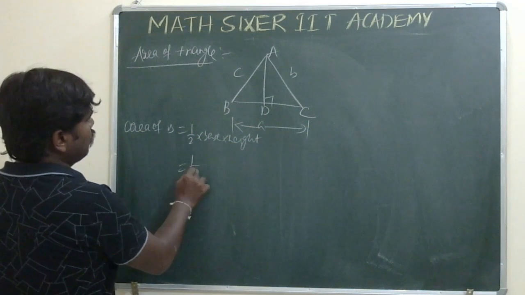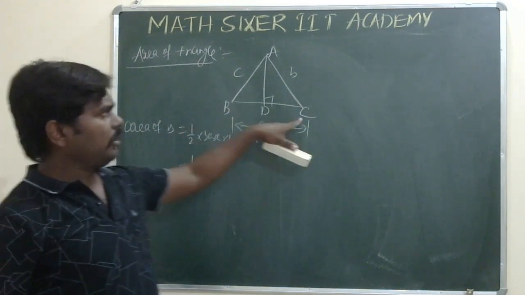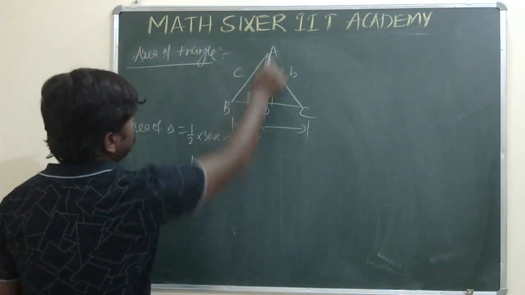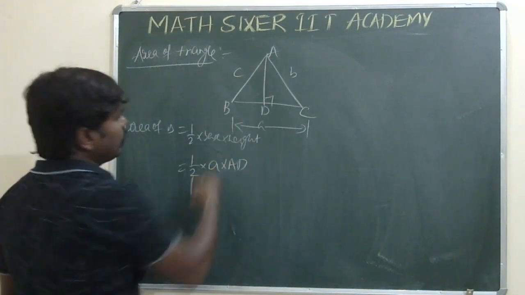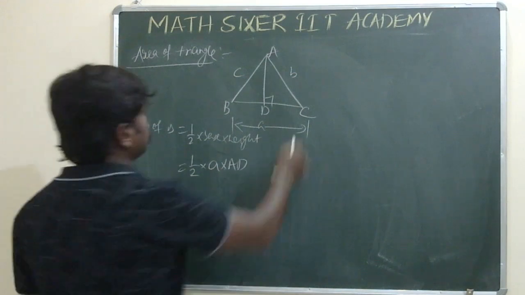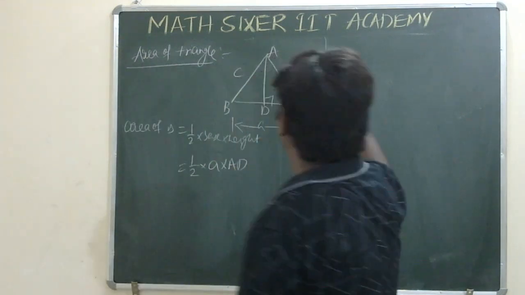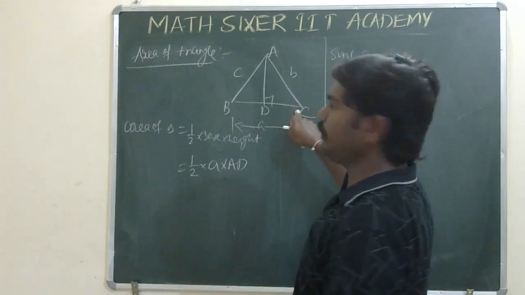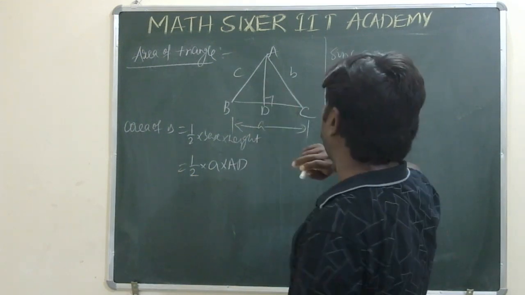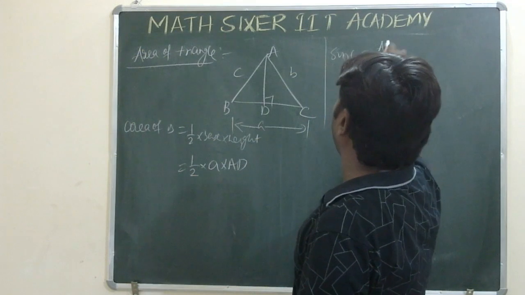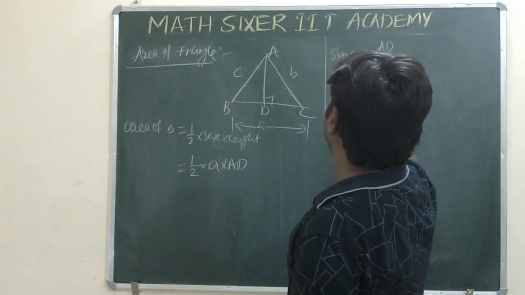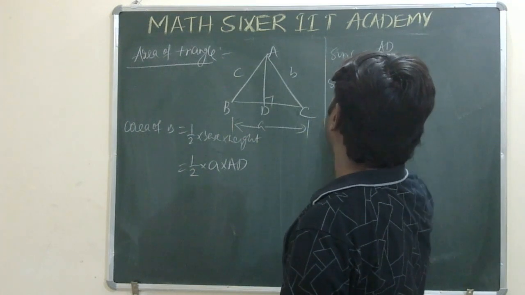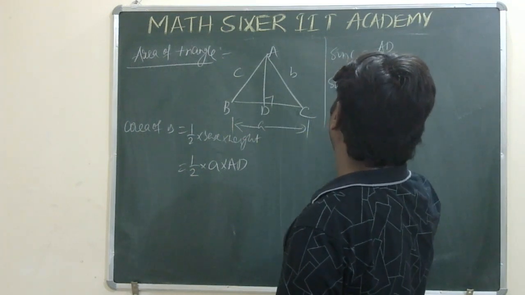So here 1 by 2 into base means here I am taking base is equal to BC, BC is equal to a, and height means here AD. So how to find AD? Here I am finding AD by applying sin C. So when you apply sin C, what do you get here? AD by AC. That means sin C is equal to AD divided by b. So here AD is equal to b sin C.